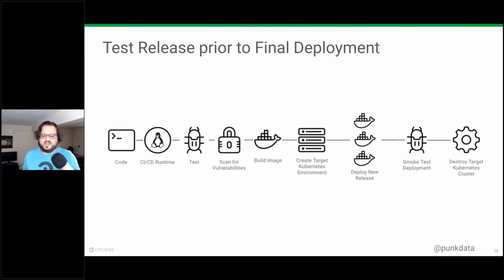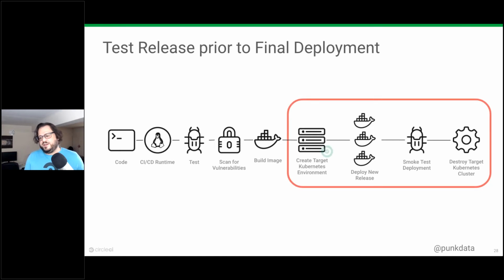Now, this slide is a little different than the stuff that I've shown you earlier. It's primarily different in this zone right here, where we're building the image. And then the next step is to create the target environment, and in this case we're using a Kubernetes environment. With that, we're also going to deploy the application, which is the new release. And then we added a couple of extra steps here. In this pipeline, we're going to run a smoke test against the application running in that target environment.